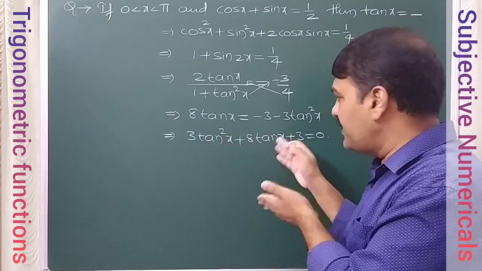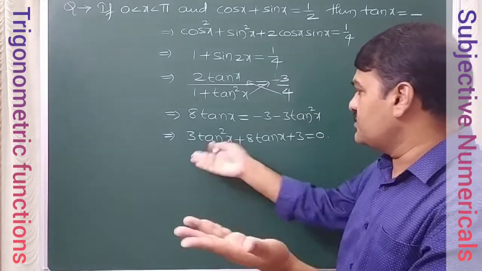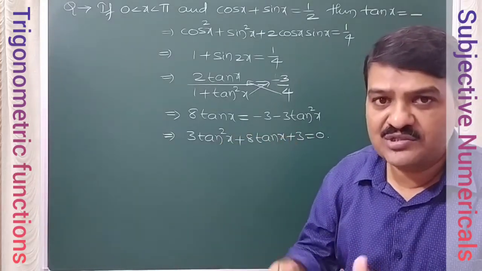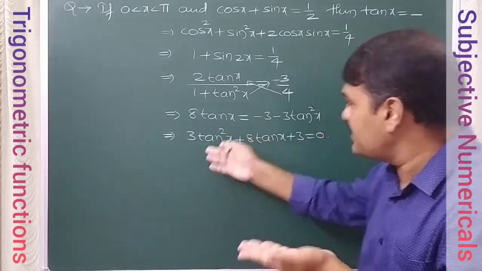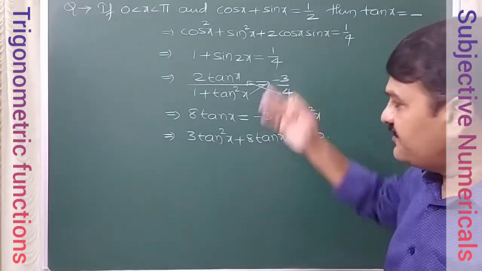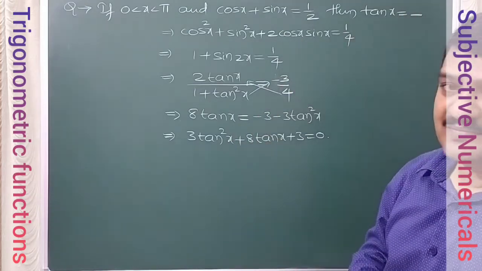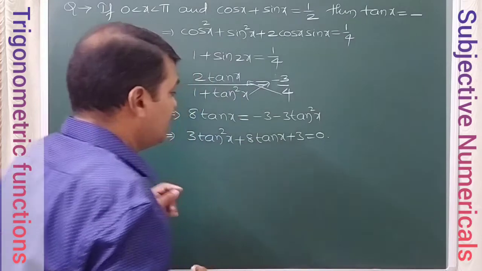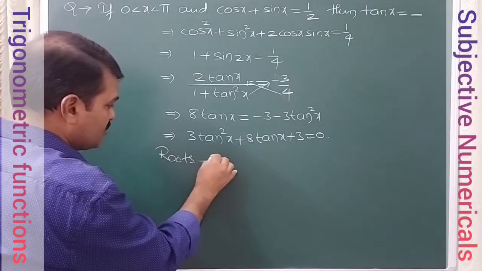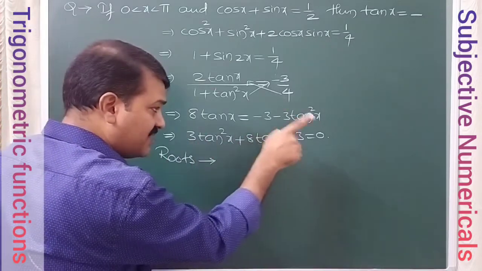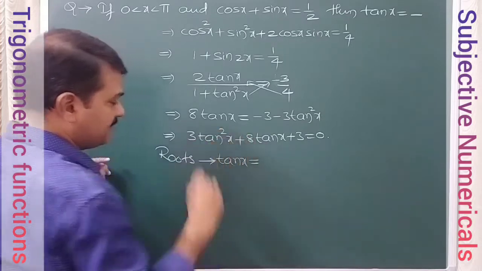Now this is a quadratic equation in terms of tan x. To find the roots we have a direct formula, so we will use the quadratic formula. The equation is in terms of tan x, and tan x only we need. So if we find the roots of this, automatically the tan x values we will get.